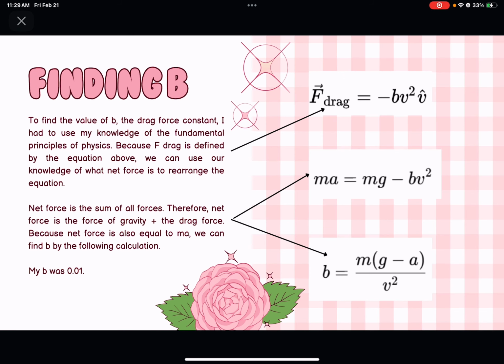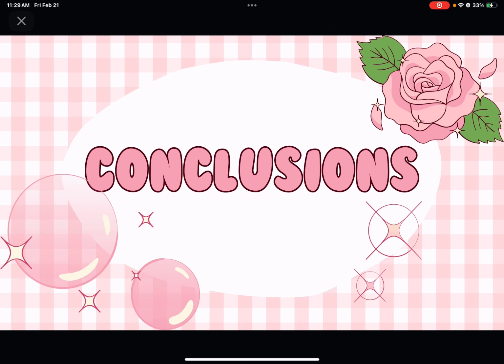Here's how I found b. To find the value of b, the drag force constant, I used my knowledge and the fundamental principles of physics to find drag force. Because F drag is defined by the equation above, we can use our knowledge of what net force is to rearrange the equation. By doing so, I found my b, which was 0.01, which is accurate and brought me really accurate results.